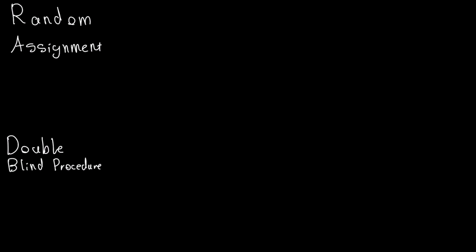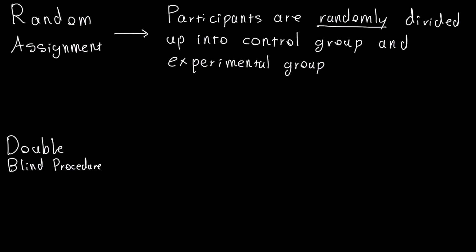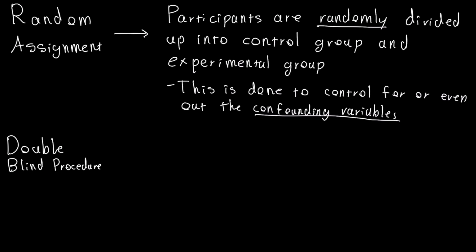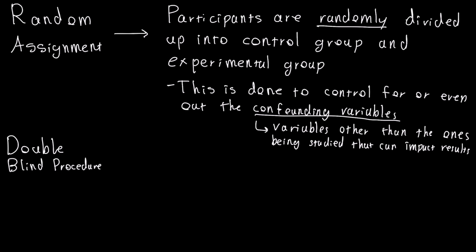Now, in an experiment, we need to have two things. We need to have random assignment and, if possible, double-blind procedure. So let's talk about what those are. Random assignment means that the participants are randomly divided into control group and experimental group. The reason this is done is to control for or even out the confounding variables. Confounding variables are variables that are different from the ones that are being studied, but they can impact the results.